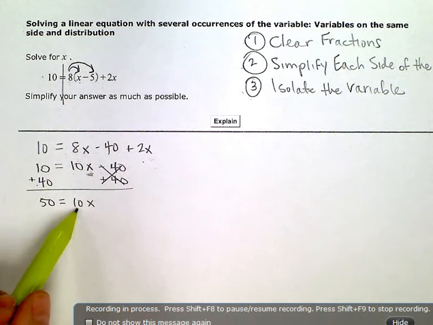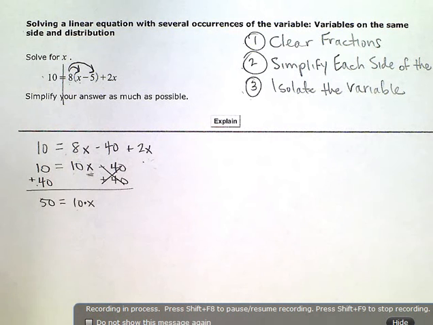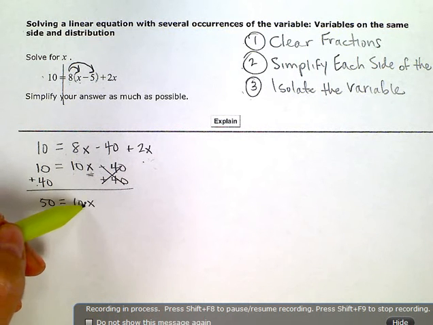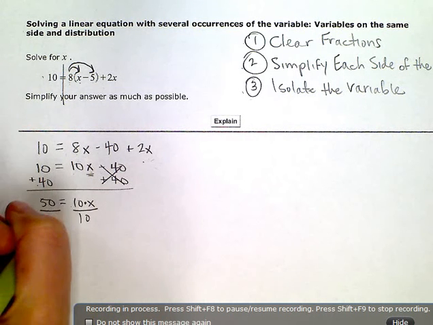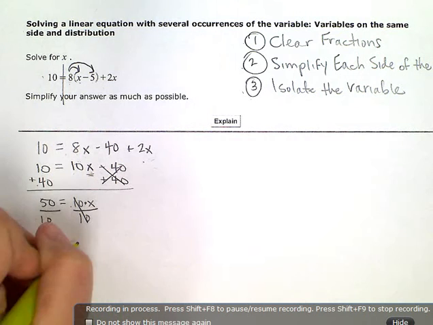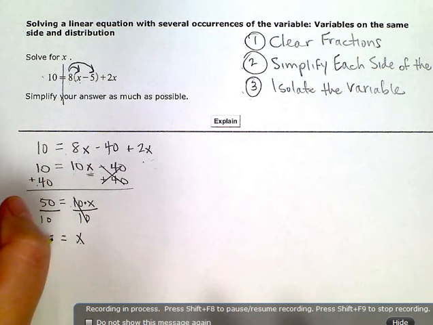Now I can deal with the coefficient, the number that's stuck directly to the variable. And there's hidden multiplication going on here. That's really a 10 times x. Well, if I want to undo or unlock or release that 10 from the front, I need to do the opposite of multiply, which would be divide by 10. And that will leave me with just x on the right, and 50 divided by 10 on the left gives me 5.